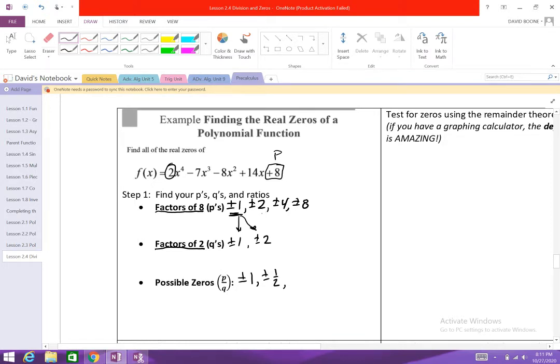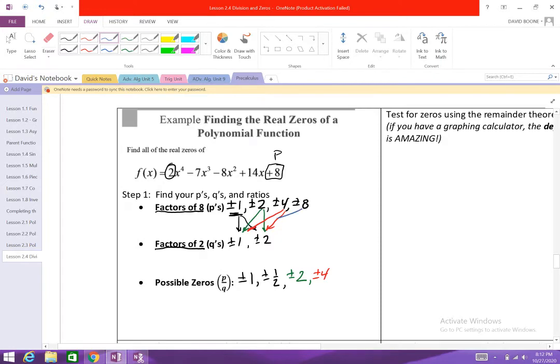Then I'm going to repeat that with the other examples as well. I'll take this 2 and divide it by these q's. So plus or minus 2 divided by plus or minus 1 is plus or minus 2. Plus or minus 2 divided by plus or minus 2 is plus or minus 1, and we've already got that, so I don't need to write it down again. Then we'll take this p and divide it by each of its q's. Plus or minus 4 divided by plus or minus 1 is plus or minus 4. Plus or minus 4 divided by plus or minus 2 is plus or minus 2, and again, I've already got that. So sometimes they repeat, and you don't have to write down the extra ones.